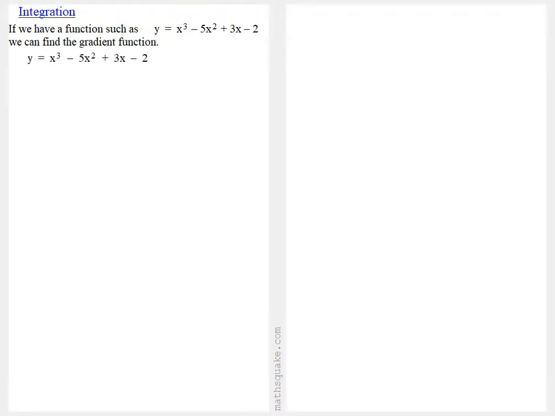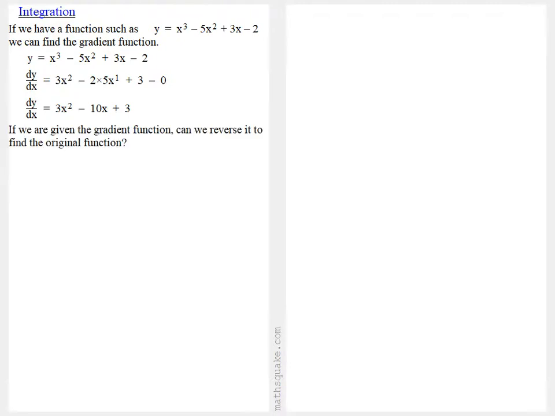Integration. If we have a function such as y equals x cubed minus 5x squared plus 3x minus 2, we can find the gradient function dy by dx. So, y equals x cubed minus 5x squared plus 3x minus 2. Then dy by dx is equal to 3x squared minus 2 times 5x to the power 1 plus 3 minus 0, which simplifies to dy by dx equals 3x squared minus 10x plus 3.